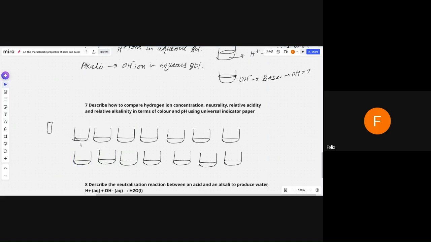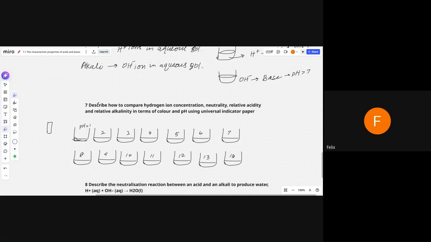Okay, so now let's say in this beaker we have a solution with pH 1, right? Here we have pH 2, pH 3, 4, 5, 6, 7, 8, 9, 10, 11, pH 12, pH 13, and pH 14, right? So now, describe how to compare hydrogen ion concentration.